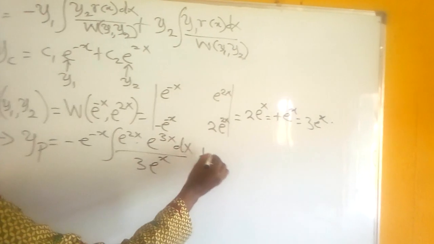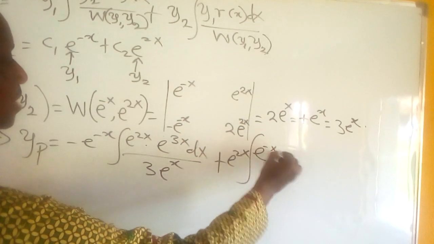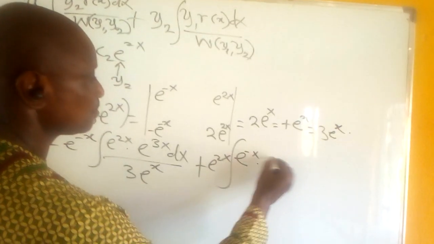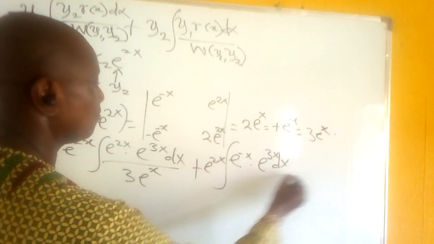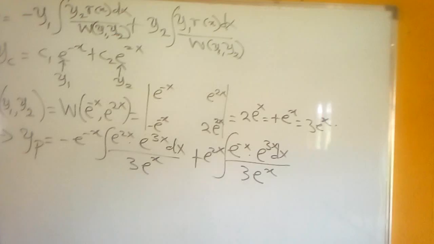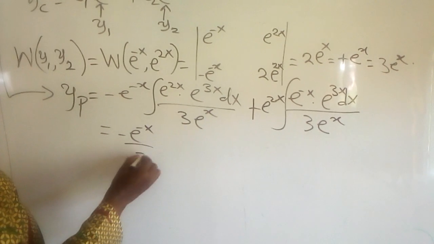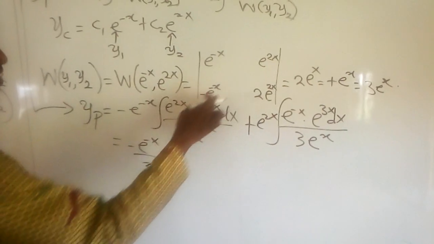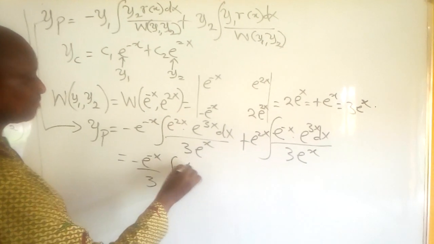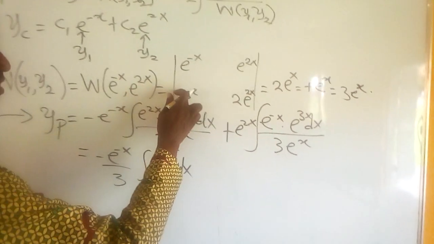Plus y2, which is exponential 2x, integral of y1 minus x multiplied by the right hand side value, what makes the equation non-homogeneous, which is exponential 3x differential x over the Wronskian, which is 3 exponential x. So when we multiply the top, we have minus exponential minus x. Now over 3, when we bring this 3 out, when you reciprocate exponential x here, we'll be having the integral of exponential 4x differential x. This 3 is already out. We have reciprocated this to get this.